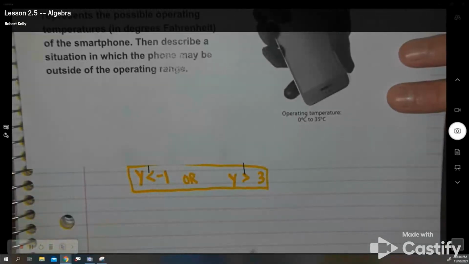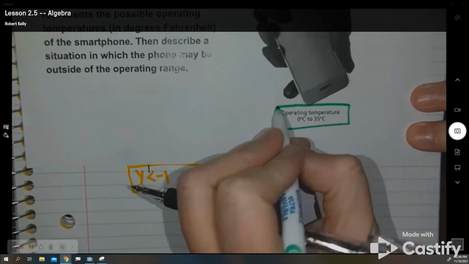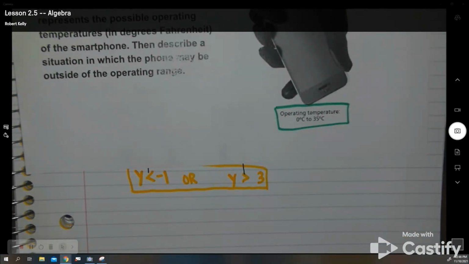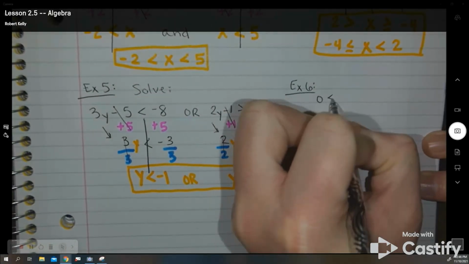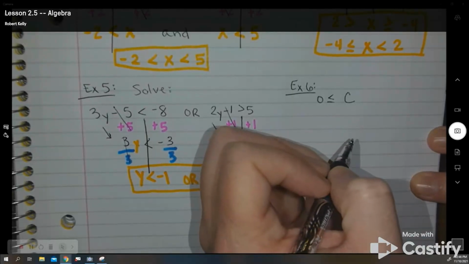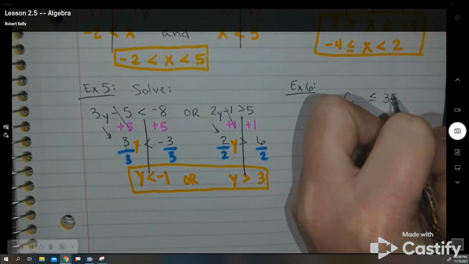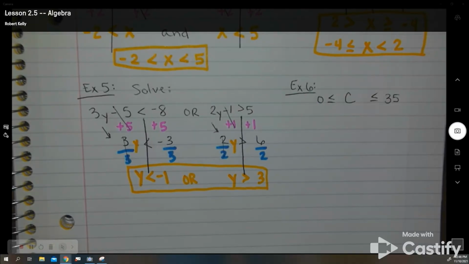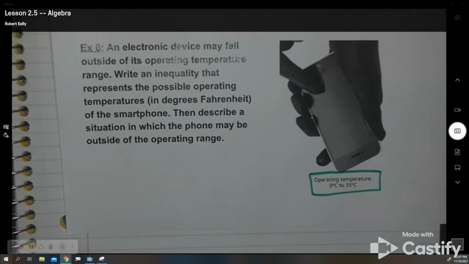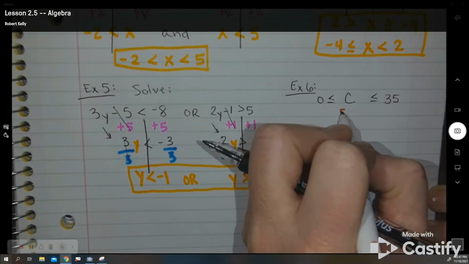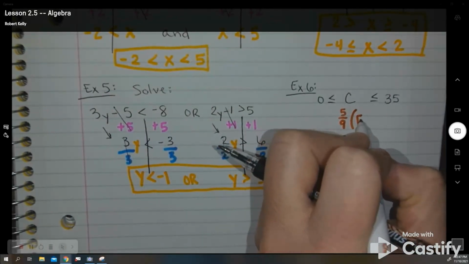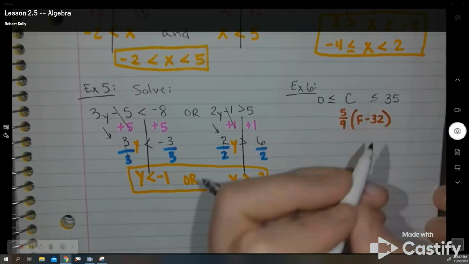So, looking down here at the bottom, our operating temperature is 0 degrees Celsius to 35 degrees Celsius. Okay, so we know that we're going from 0 degrees as the low, and it can be 0, so it's greater than or equal to, and I'm going to use C for Celsius, but it has to be less than or equal to 35 degrees Celsius. But the problem is, this question asks us to find it in degrees Fahrenheit. So we have to go back to our common formulas and remember that to convert from Celsius to Fahrenheit, we are going to have 5/9 times our Fahrenheit temperature minus 32.